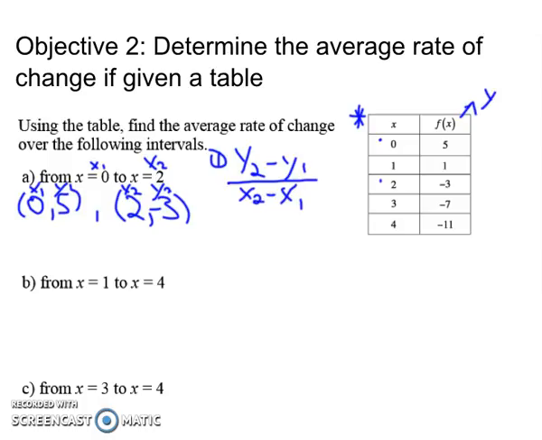Now I just have to input them into the formula. I'm going to put parentheses around any negative number I see. So that means that y2 is negative, it is a -3. So this is step 2, actually solving for it. -3 minus my y1, which is 5, over my x2, which is 2, minus my x1, which is 0.